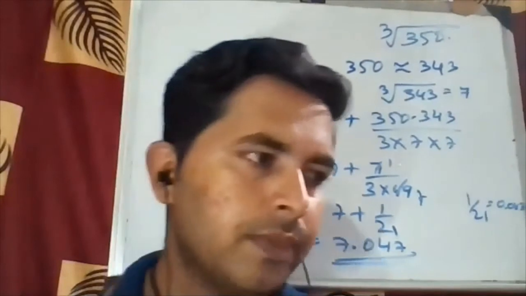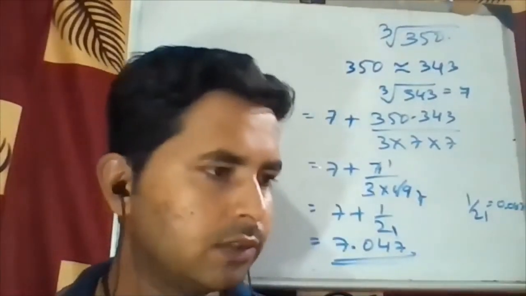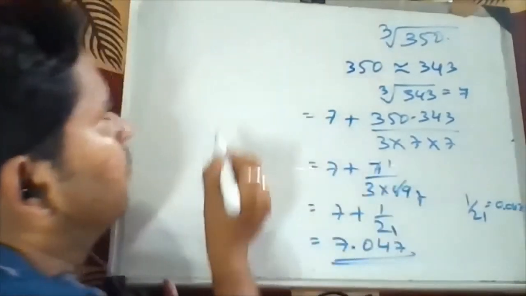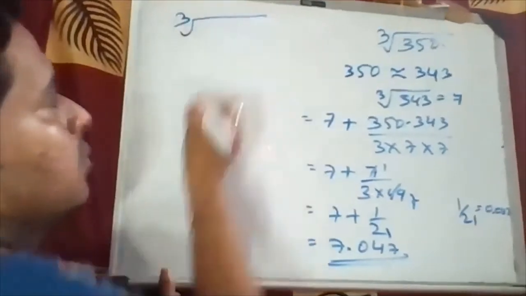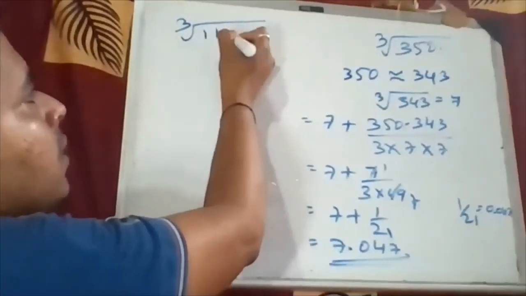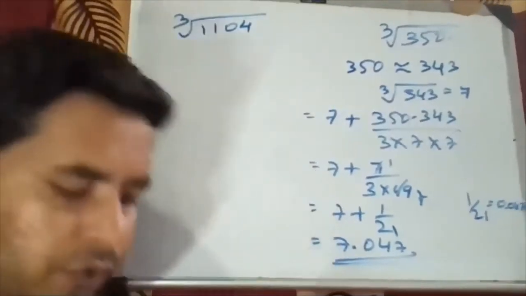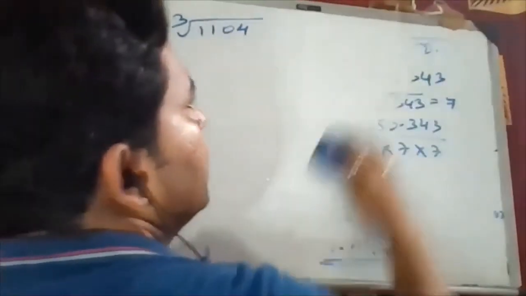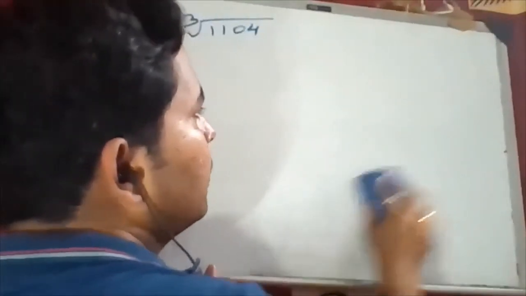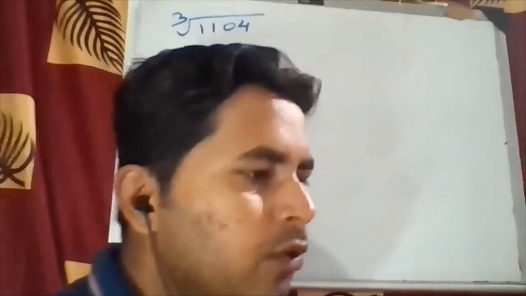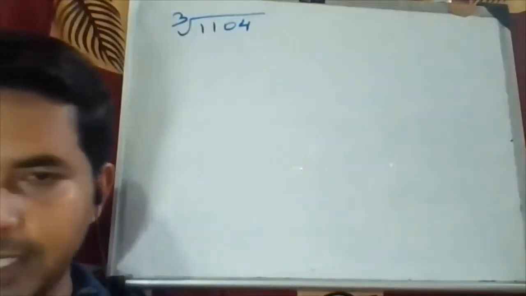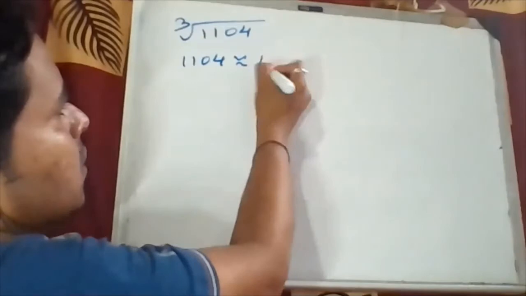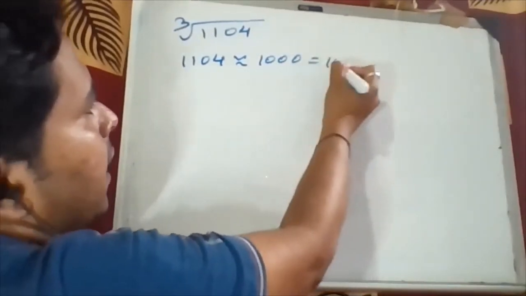Now the last example of this concept: cube root of a 4-digit imperfect value. So what is an imperfect cube? I'll take 1104 as a non-perfect value. Here just see where it is near. 1104 is near to what value? Try to take the round values with zeros. 1104 is nearest to 1000, and 1000 is the cube of 10.